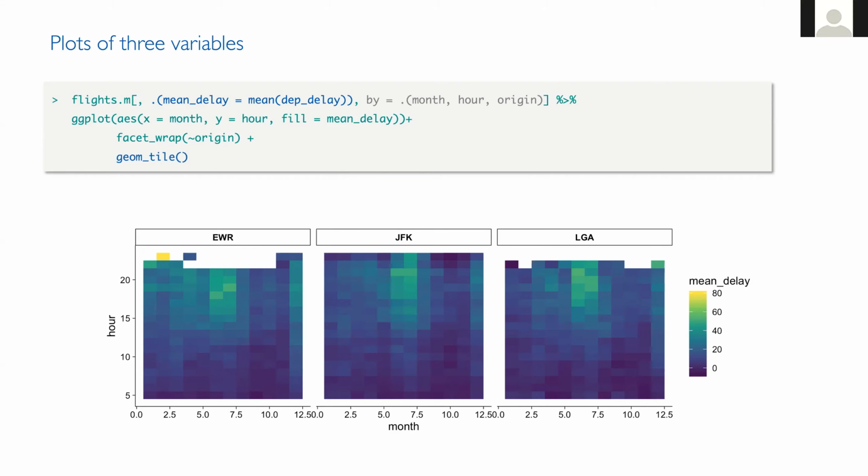Excuse me. On this heat map, the color bar minimum value is not 0. Does it mean that there were flights that departed earlier than scheduled?